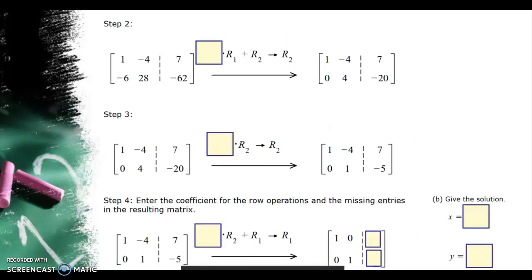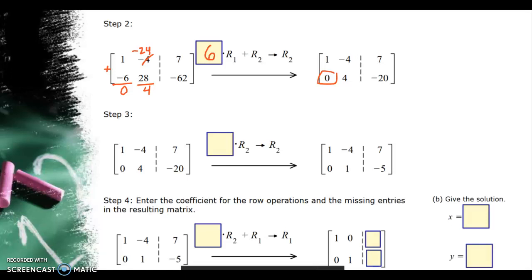That's the first step. So now step 2, how do I go from the next one? It's 1, negative 4, 7 in the first row, but I'm replacing row 2. So let's look at row 2. Row 2 goes from negative 6, 28, negative 62 to 0, 4, negative 20. So what did I need to multiply row 1 by and then add row 2 in order to get a 0 here? I need to multiply by 6. 6 times 1 is a positive 6, and then when I add these together, I'm going to get a 0 here. And I can check by taking 6 times negative 4, which is negative 24. Then when I add 28, I will get 4, etc. That's what I got for my second row, second column.